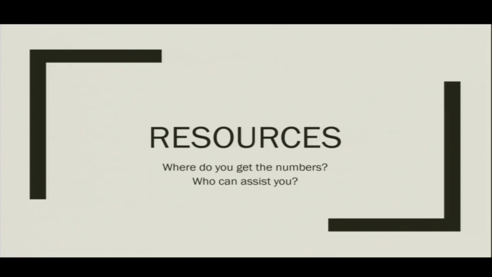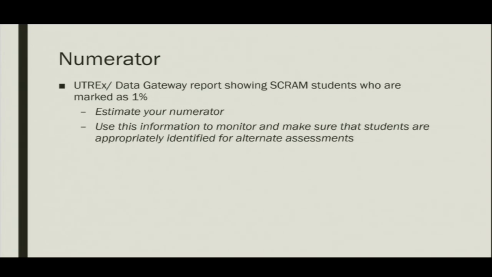Okay, hi, this is Malia. I'm going to talk about some resources that we have available in the Data Gateway to help you identify which of your students are going to be included in your numerator. For the numerator, you're going to go into the Data Gateway UTREx report that shows your SCRAM students who are reported as 1%. You're going to use that data to estimate your numerator, and then also to monitor your data and make sure that students are appropriately identified for alternate assessments.